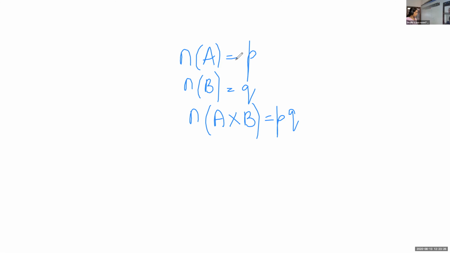Okay, now we are going to find out how many relations can be defined. So, what will be the number of relations? What do we know about a relation? What is a relation? It is a subset of Cartesian product. Again, go back to set theory.